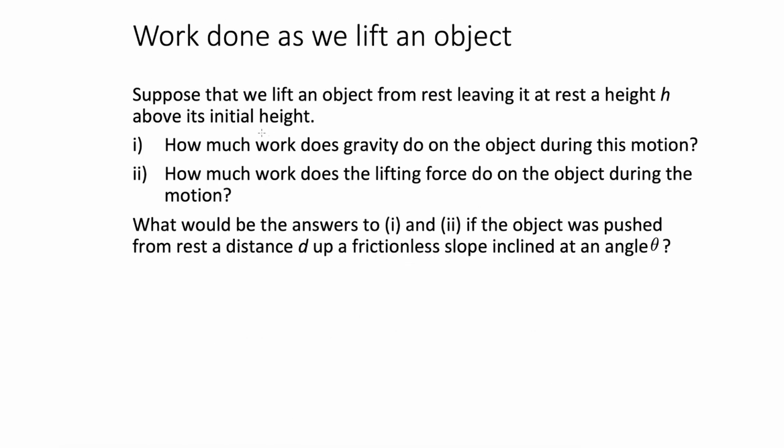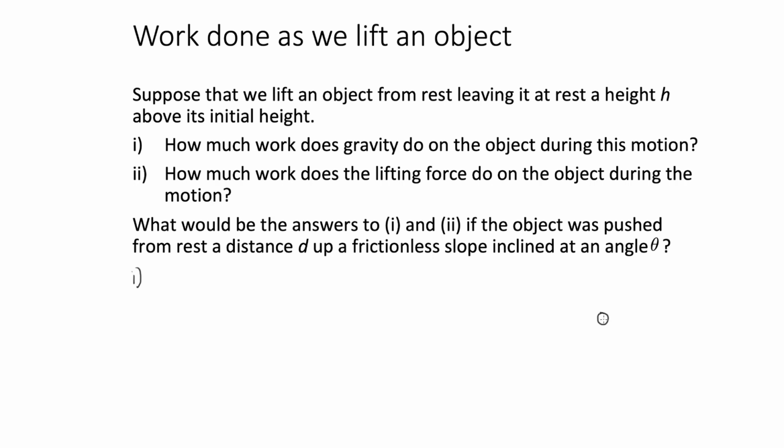So we're now considering the work done as we lift an object. Before we just threw it up, now we're actually physically lifting it. So suppose that we lift an object from rest, leaving it at a height h above its initial position. And part 1 asks us, how much work does gravity do on the object during this motion?